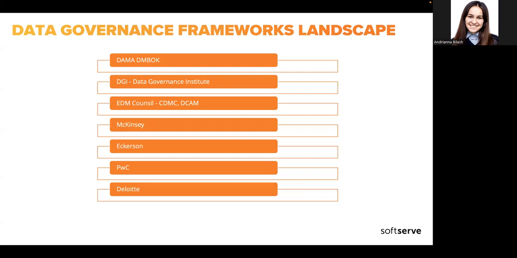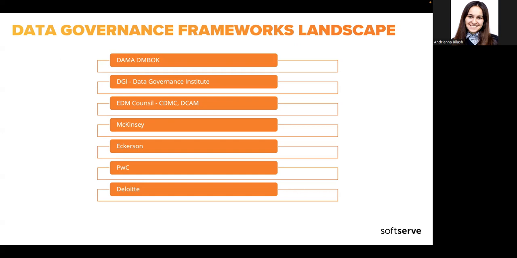But some of the most well-known are the DAMA DMBOK standard. DAMA is a nonprofit organization which maintains that framework, and it's one of the most used and recognized frameworks for data management, not only for data governance, but for data management. Then there is also the Data Governance Institute organization. They also provide their framework. One of the recent organizations that started to play an important role is the EDM Council. They provide CDMC, which is the Cloud Data Management Capabilities Framework, and DCAM, which is the Data Capability Assessment Model.